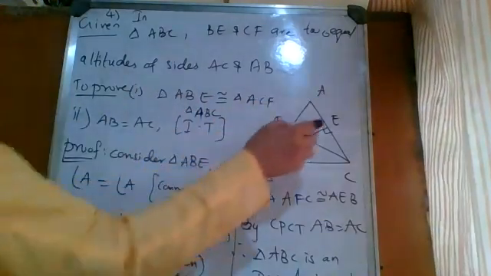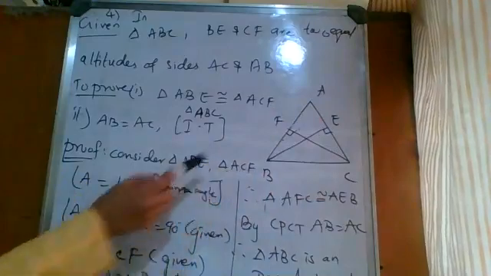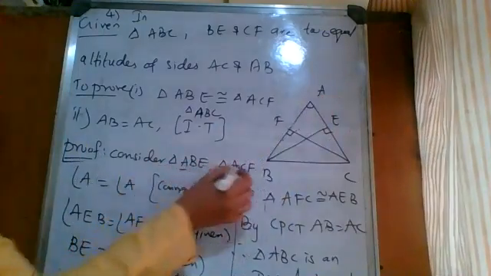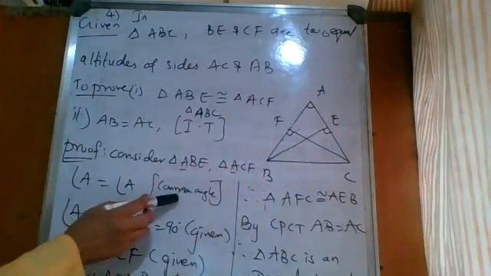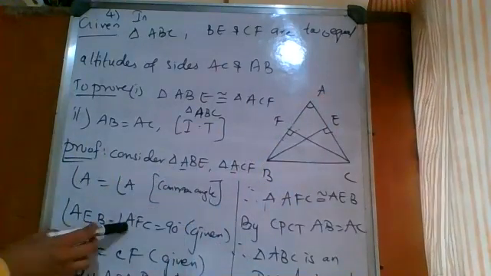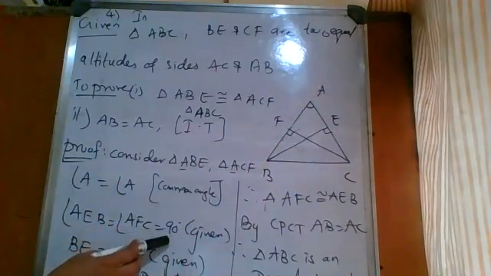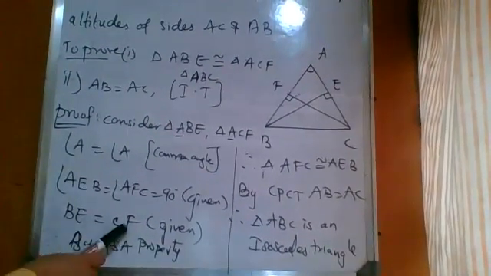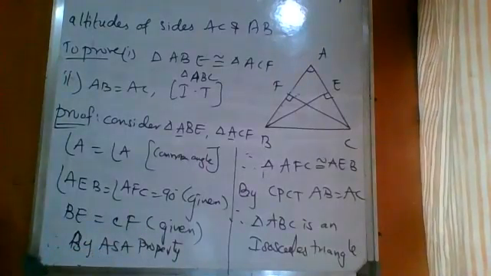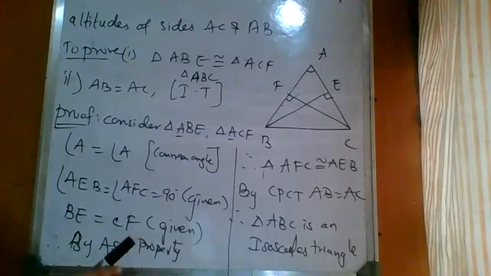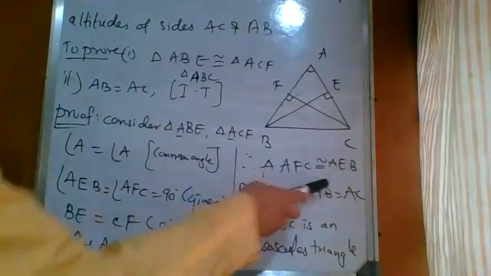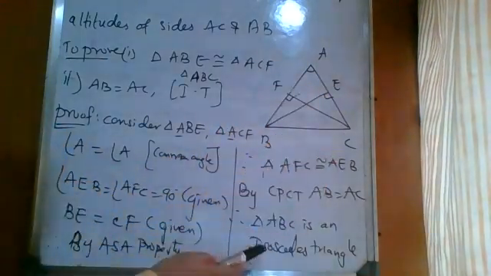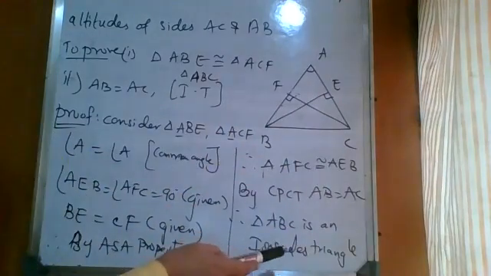Consider two triangles ABE and ACF. Angle A is called which angle? Angle A is called the common angle. It is there here also and it is there here also. Therefore, angle A is equal to angle A. This is the common angle. Angle AFC is equal to how much? 90 degrees. This is already given. Next, BE is equal to CF. This is also given. By SAS property, what can we say? By SAS property, these two triangles are congruent. Therefore, by CPCT, opposite sides are equal. AB is equal to AC. If opposite sides are equal, then triangle ABC is called an isosceles triangle.